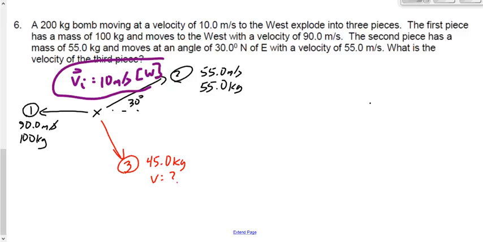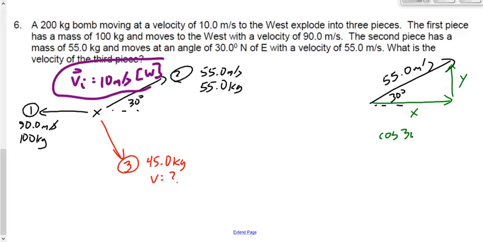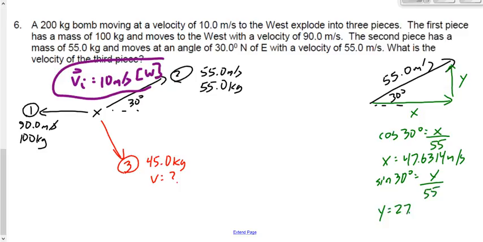Take it off over here and get rid of that funny angle. That's always what we do, right? 30 degrees right here. This is 55 meters per second. Let's call this X. Let's call this Y. Say cosine 30 degrees is equal to adjacent over hypotenuse. The X component works out to be 47.6314 meters per second. And we're going to say sine 30 degrees is equal to opposite over hypotenuse. That's 27.5 meters per second. Square that off. I like to block it off just to separate it from the rest of the question, just to show you that this is what makes this question different than any other two-dimensional problem, right? It's the funny angle and getting rid of that funny angle.